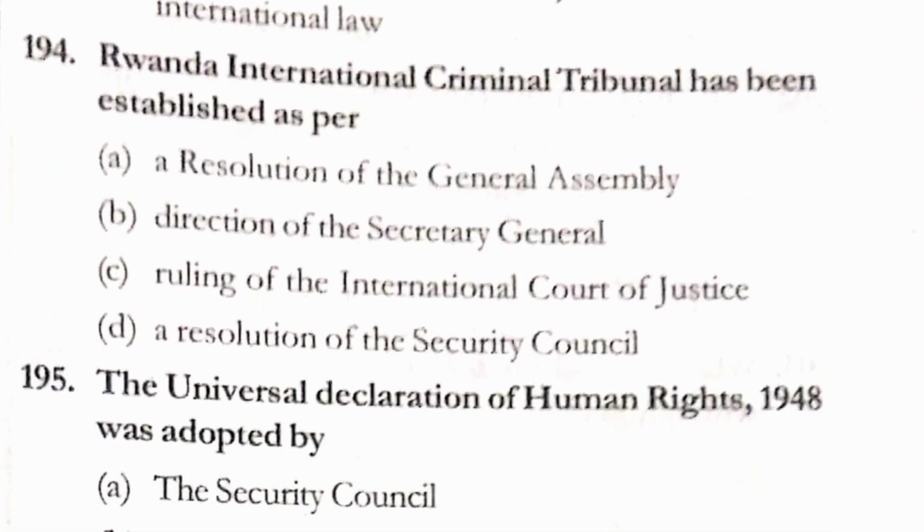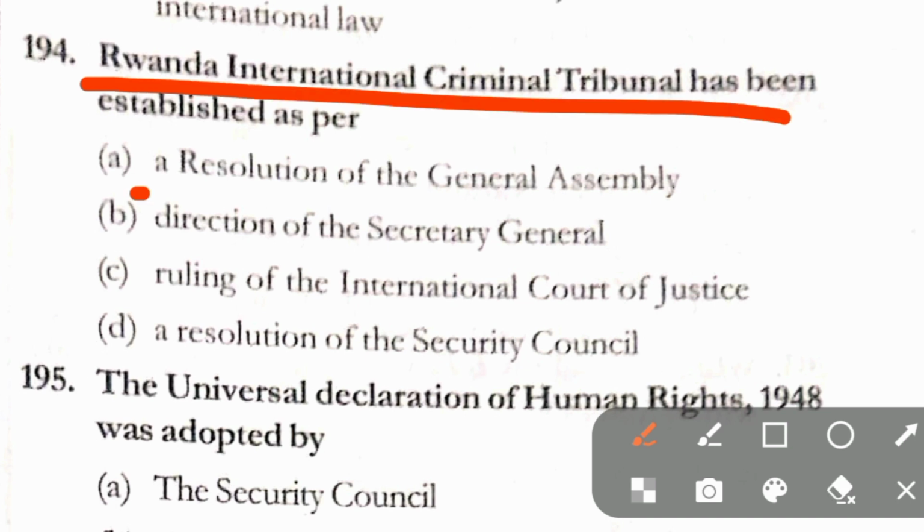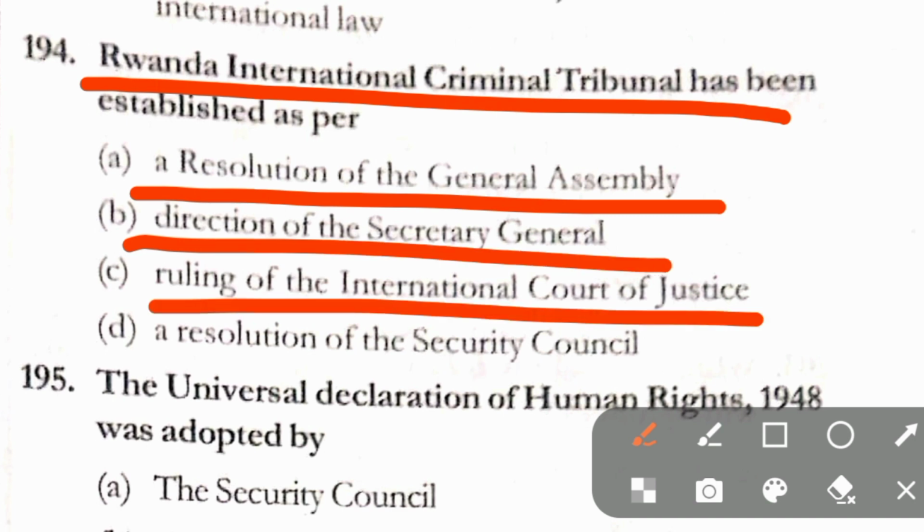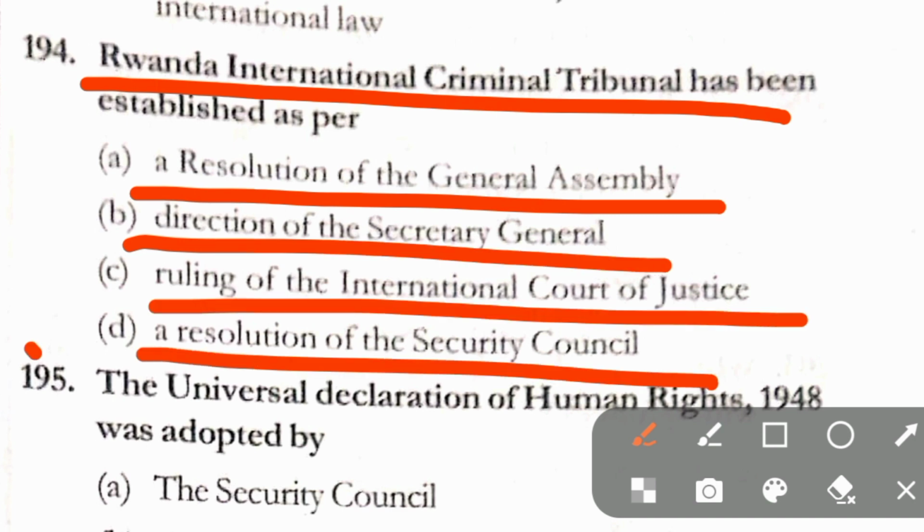Question number 194. Rwanda International Criminal Tribunal has been established as per option A, resolution of the General Assembly, option B, direction of the Secretary General, option C, ruling of the International Court of Justice, and option D, a resolution of the Security Council. Correct answer here is option D, that is a resolution of the Security Council.